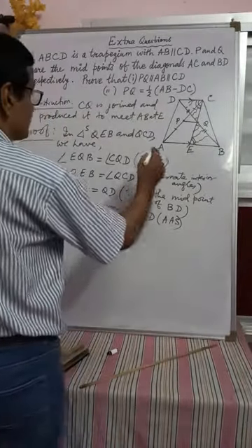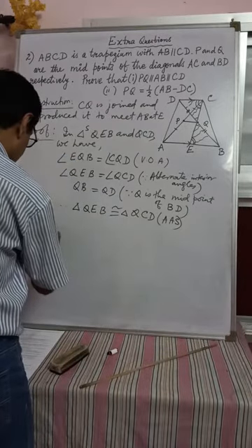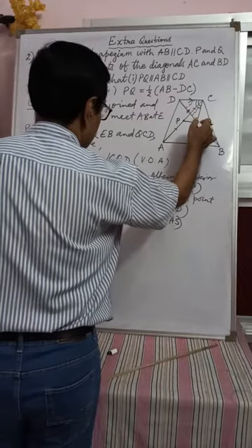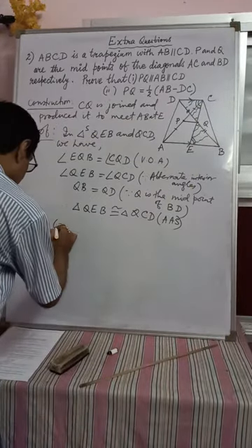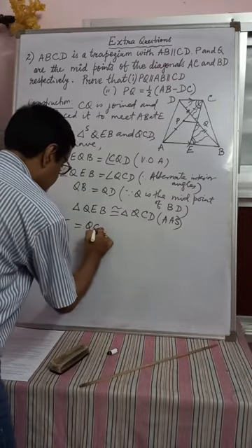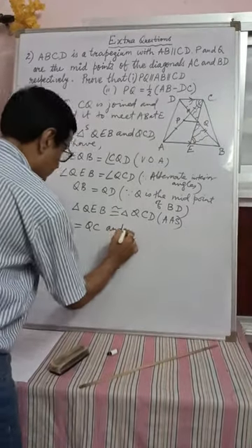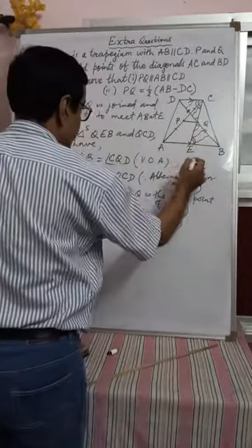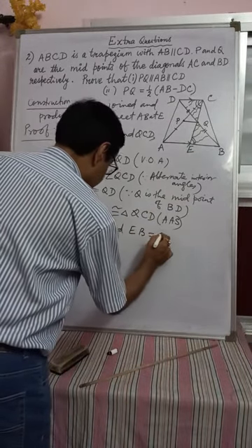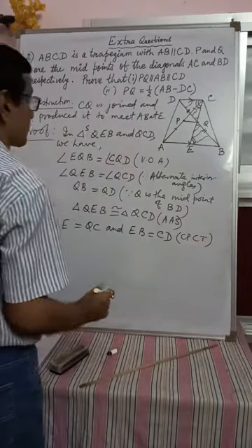And when these two triangles are congruent, by CPCT we will take two things. Therefore, CQ is equal to QE. So QE is equal to QC, and one more thing we will take: DC and EB are also equal. EB is equal to CD. So both we have taken by CPCT.